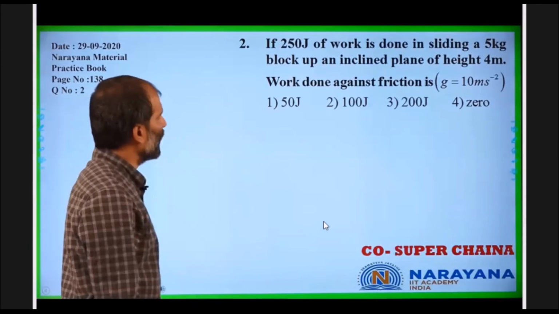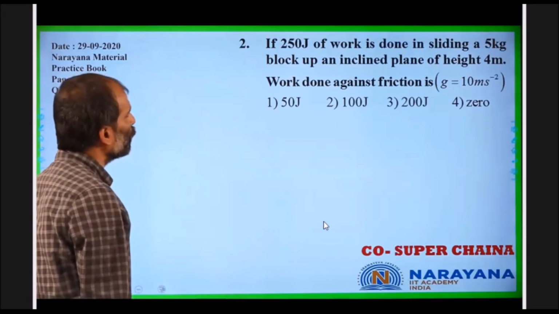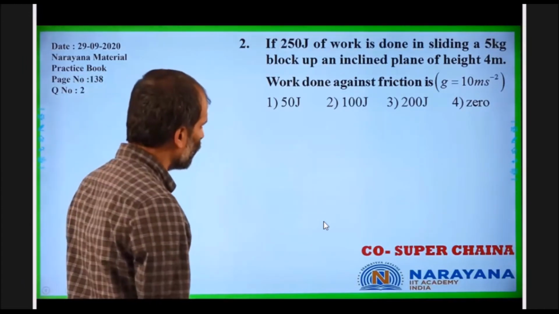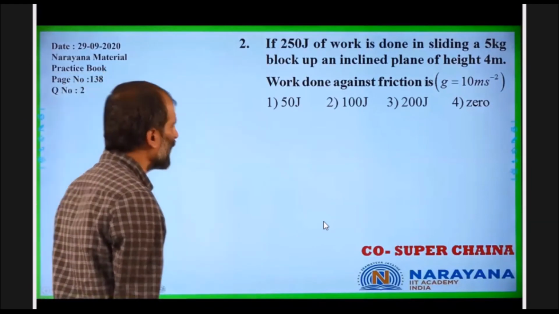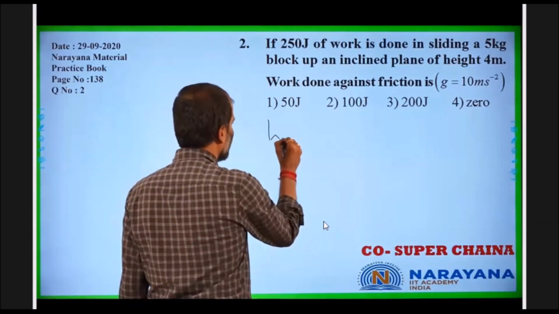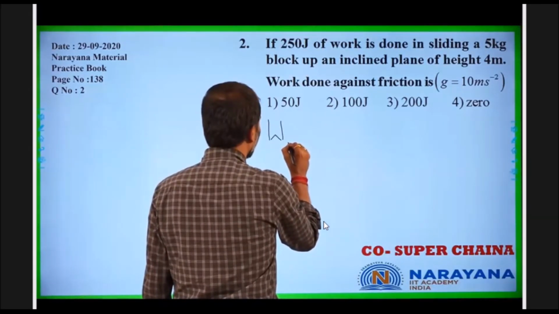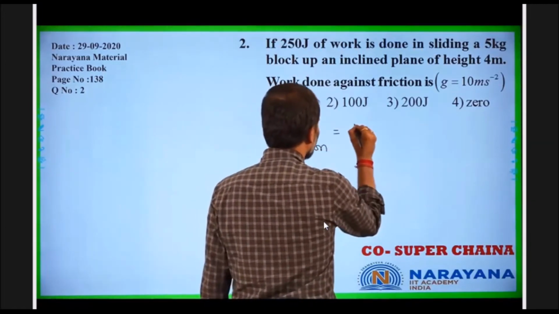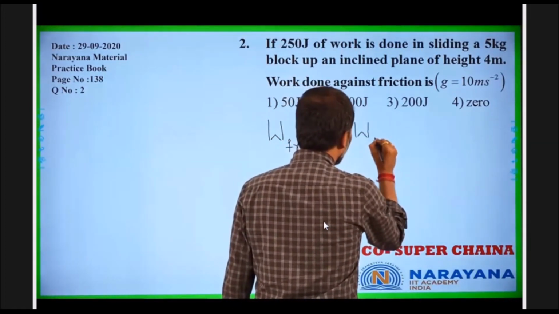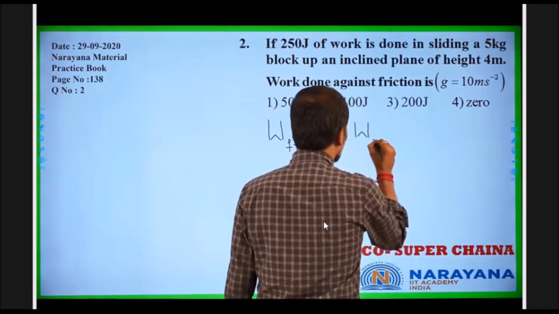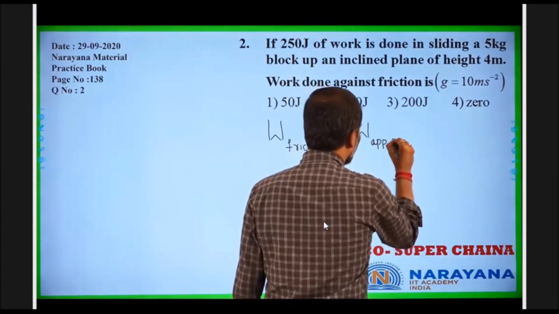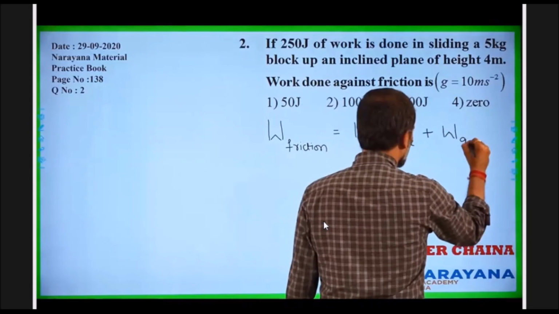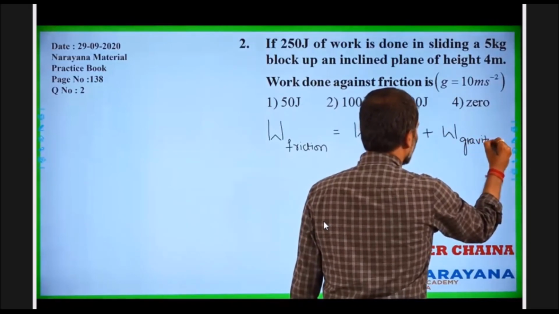Right. Moving on to the other slide, it is given that if 250 joules of work is done in sliding a 5 kg block up an inclined plane of height 4 meters, work done against friction is. Now over here we need to understand that work done against the friction is done by the applied force. Work is done by the applied force and work is done by the gravitational force.